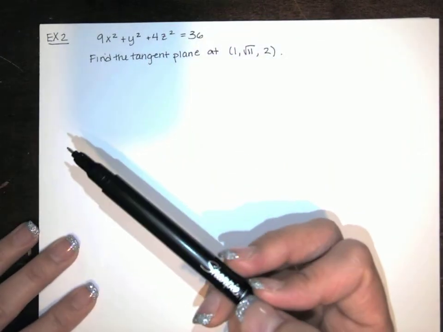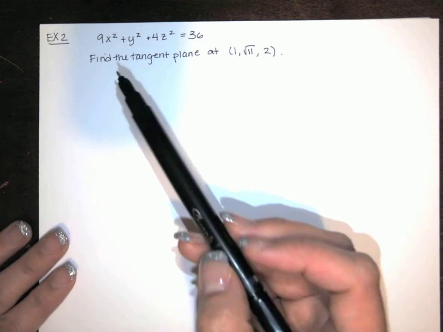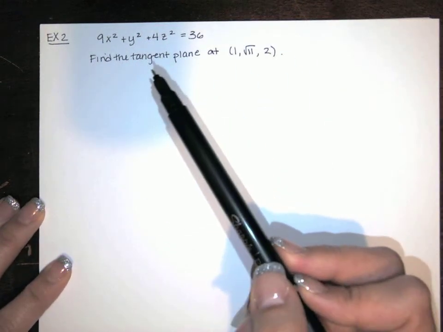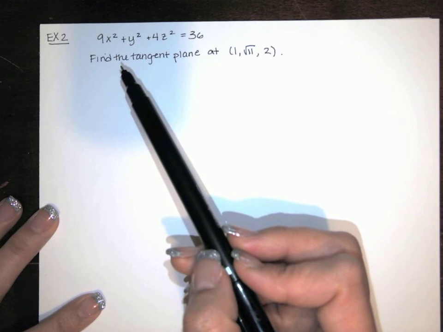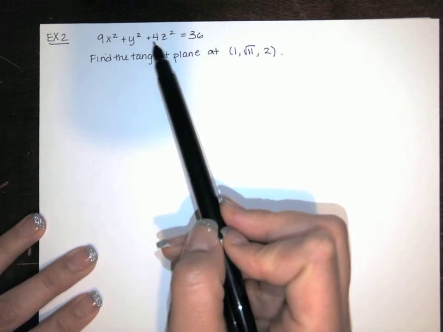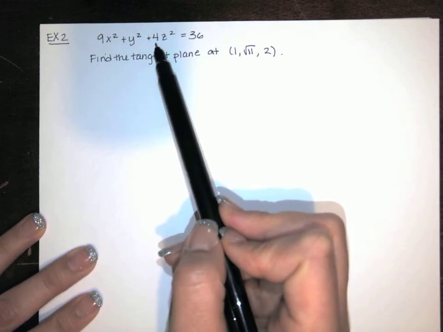Rather than giving you z equals a function of 2 variables, this time we're already given a function of 3 variables. But it's a familiar function, or a familiar surface. Notice the x, y, and z are all squared.